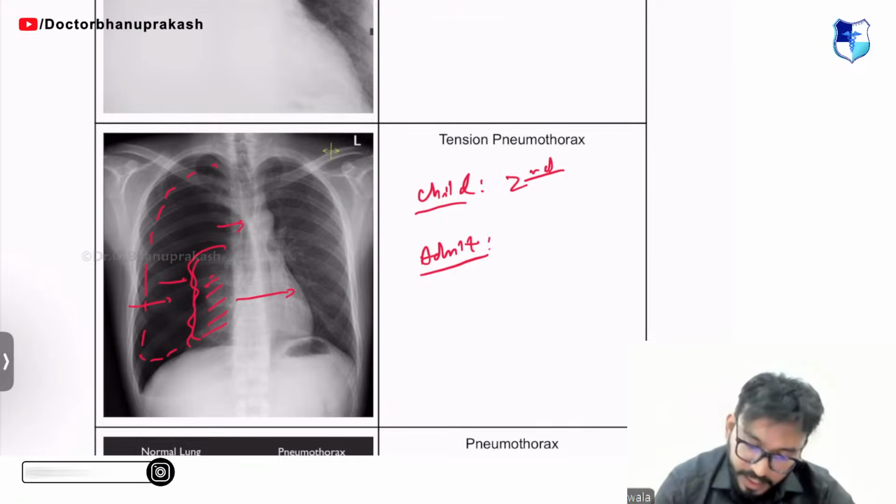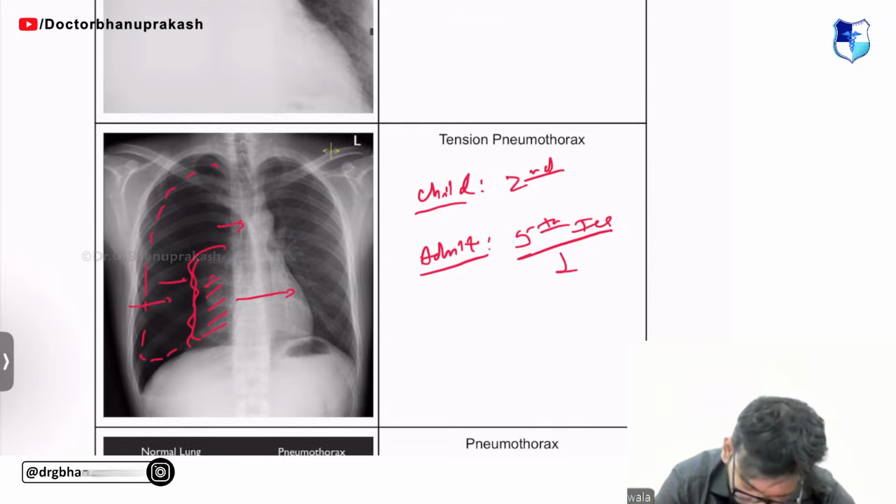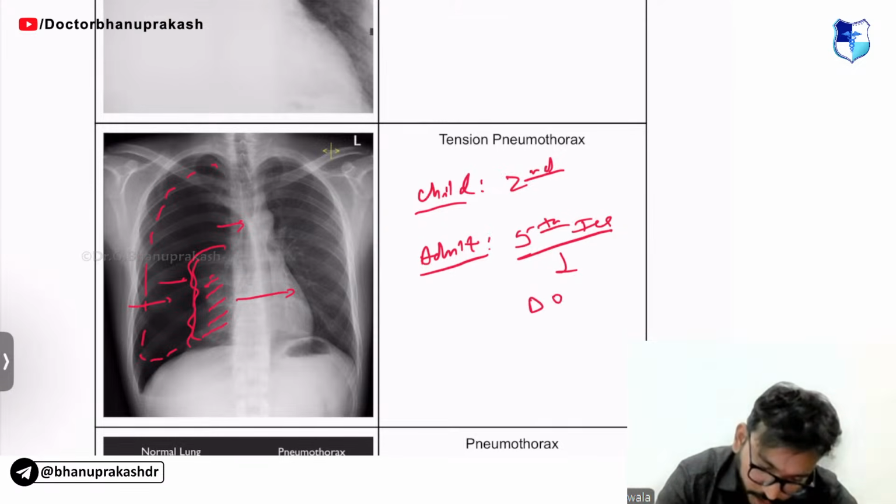Yes. In adults, where? Adults, you will insert in the fifth intercostal space. Mid-clavicular? No, not mid-clavicular. In adults, fifth intercostal space in the triangle of safety, guys.